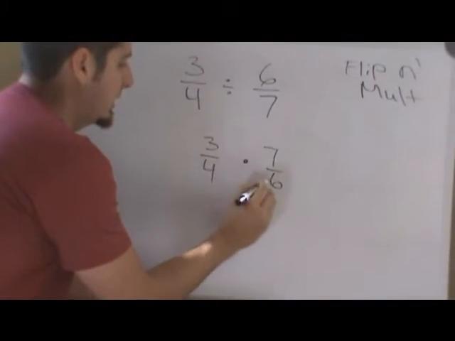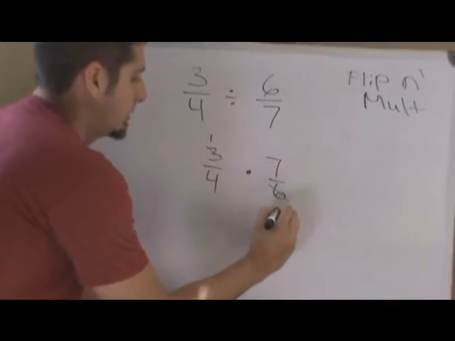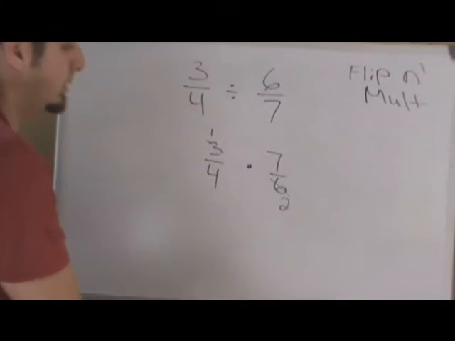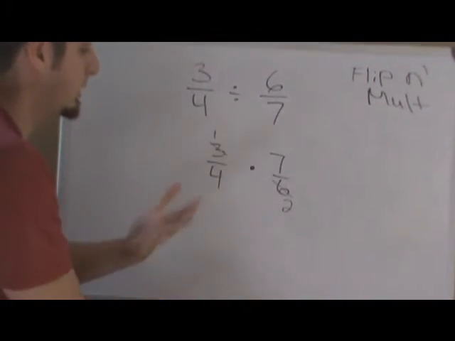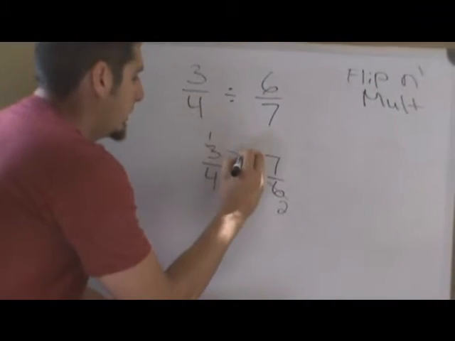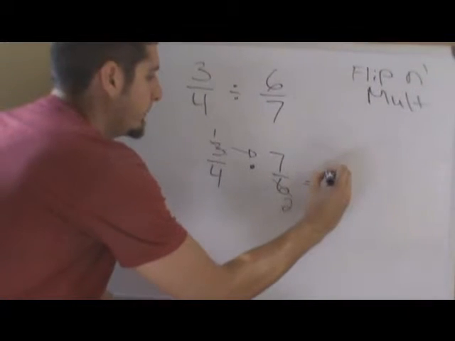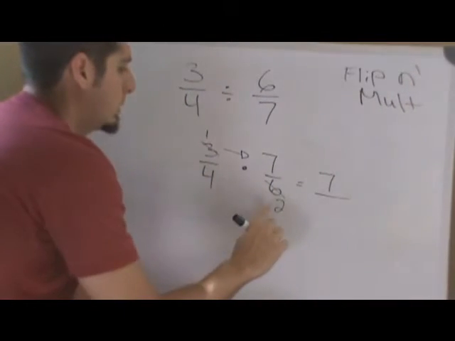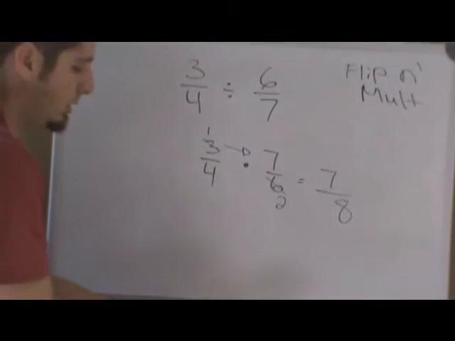So I could actually cross-cancel the 3 and the 6, because 3 goes into both 6 and 3. Like that. So in other words, I divided the 3 by 3 and I divided the 6 by 3. I found a number that went into both 3 and 6 evenly. So now I can do my multiplication straight across. 1 times 7 is 7. 4 times 2 is 8. And so my answer is 7/8.